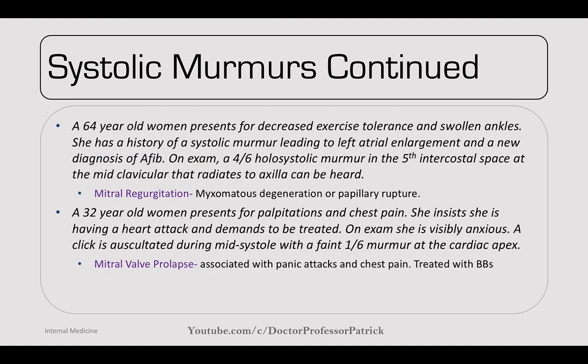So continuing on with systolic murmurs, we've got a 64-year-old woman with decreasing exercise tolerance and swollen ankles. She had a history of a systolic murmur leading to left atrial enlargement and a new diagnosis of AFib. On exam, there's a 4 out of 6 holosystolic murmur in the 5th intercostal space at the midclavicular line. So that's going to be your mitral auscultation point, and this radiates to the axilla. So this is a mitral regurg.